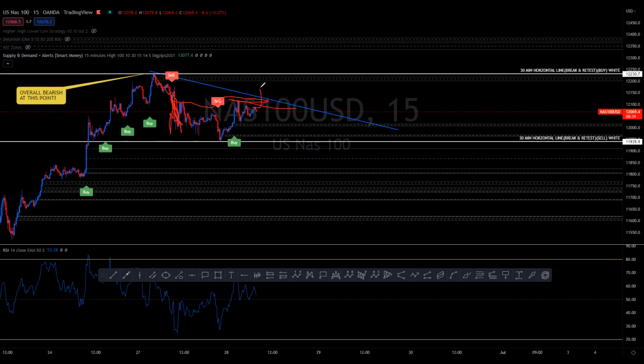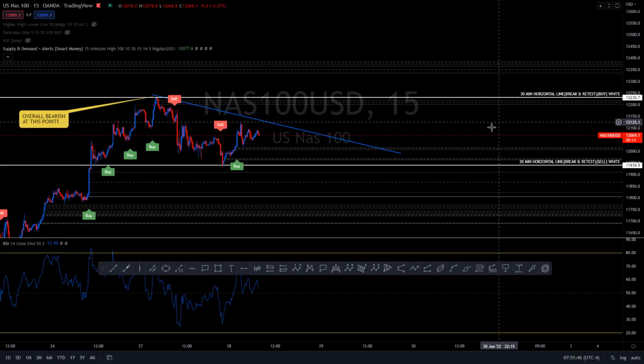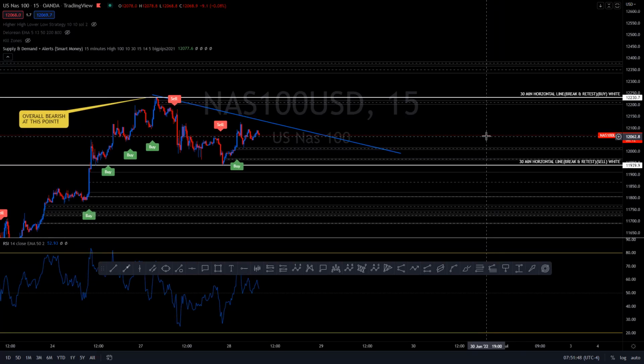So they could buy price up to fill this imbalance, but then maybe decide to shoot price back down and sell it, or they could just sell it right away and get all this imbalance here. Now, if price breaks and retests this, then they're clearly trying to get all this imbalance up here. So this really depends on what they want to do. Whichever direction they decide to go, that's what we're going to trade.